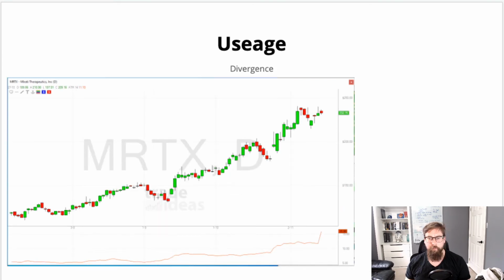Last general use for it would be divergence. And basically just saying, if you're looking at a stock like this one that pushed up, and then the most recent price action, minus that little spike at the end, the price is moving up, but the ATR is moving sideways. So again, it shows that maybe the momentum there is starting to wane, and maybe it's time, depending on your strategy, to either get out or look for a reversal.